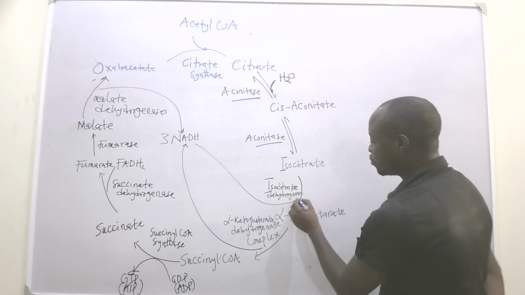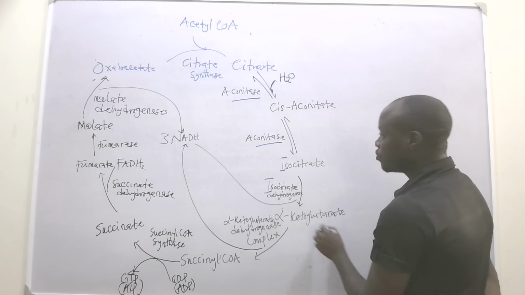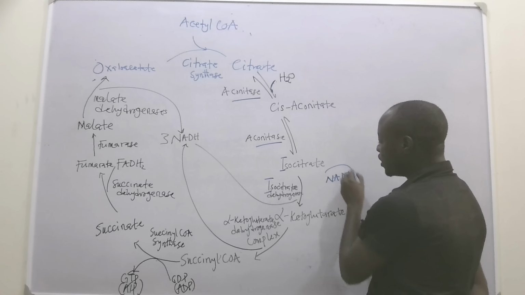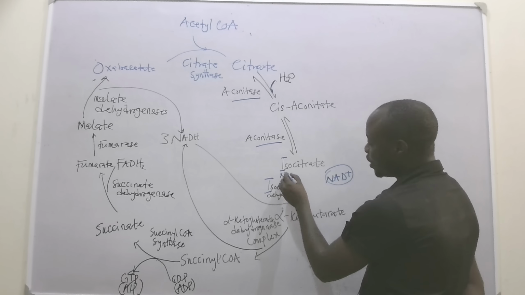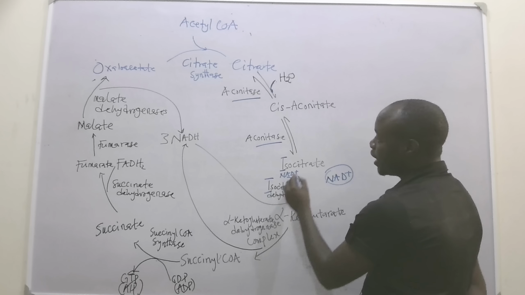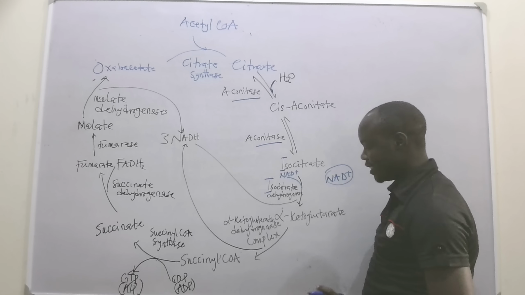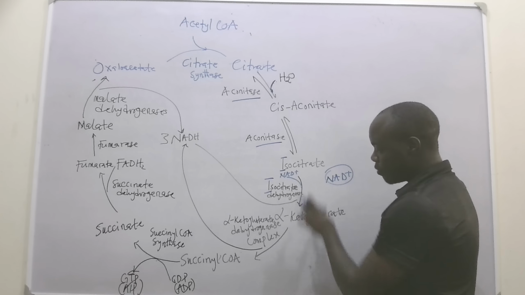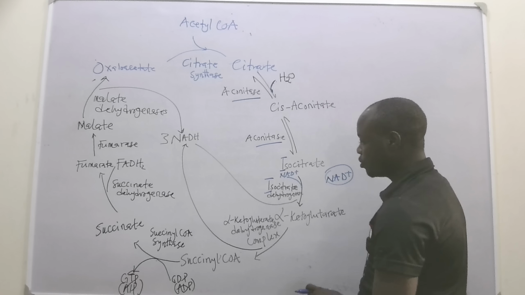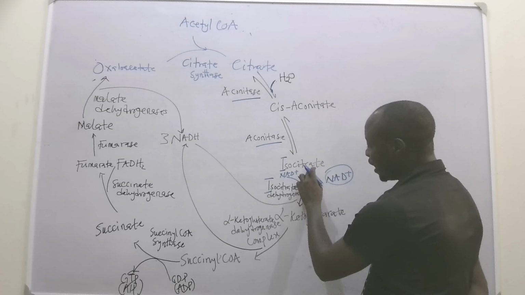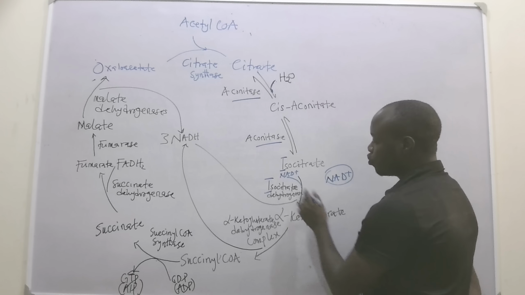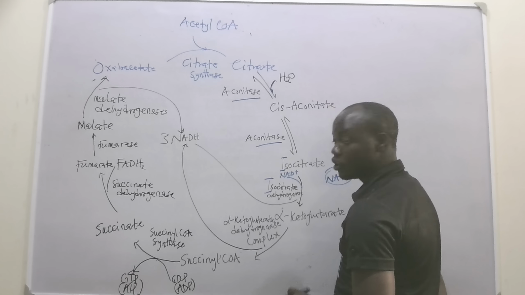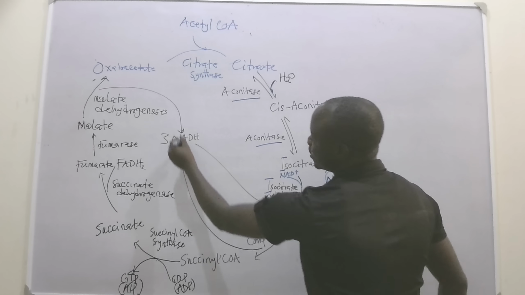And as you can see clearly, at this step one molecule of NAD plus is utilized to produce one molecule of NADH. So this is an irreversible step where isocitrate dehydrogenase converts isocitrate to alpha-ketoglutarate. One molecule of NAD plus is utilized to generate one molecule of NADH. So it means that one molecule of NADH is generated.